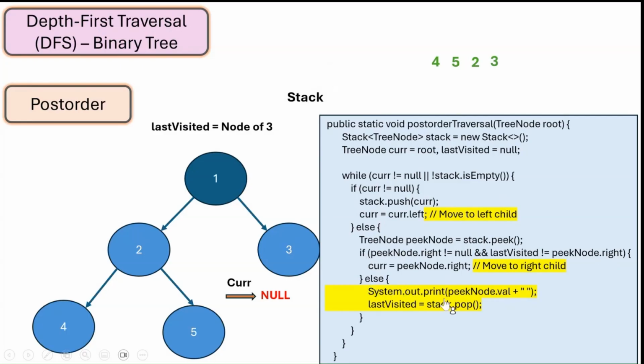It will remove that from the stack, print node 1 and update the last visited node to 1. Now current is null and the stack is also empty, so we will come out of this while loop. Now we understood the post order implementation using the iterative solution with the stack data structure.